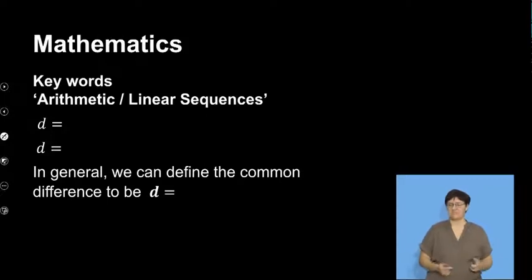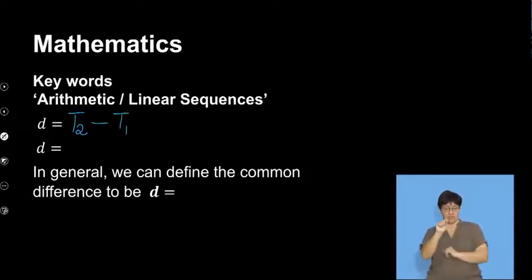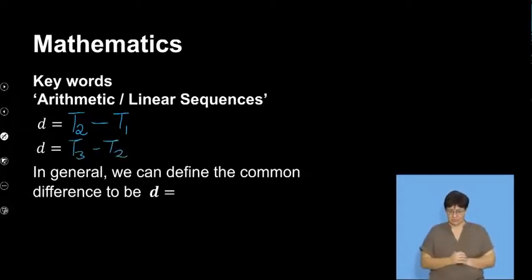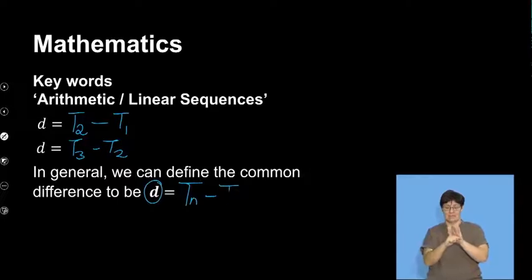So we've discussed that a common difference is present in arithmetic and linear sequences. Now I'm going to write down how we can actually determine the common difference. The main way that we do this is we often say that the difference is equal to term 2 minus term 1. And we normally check to see whether this common difference is correct by then doing term 3 minus term 2. But in general, we can define the common difference, d, to be equal to Tn minus T(n minus 1).